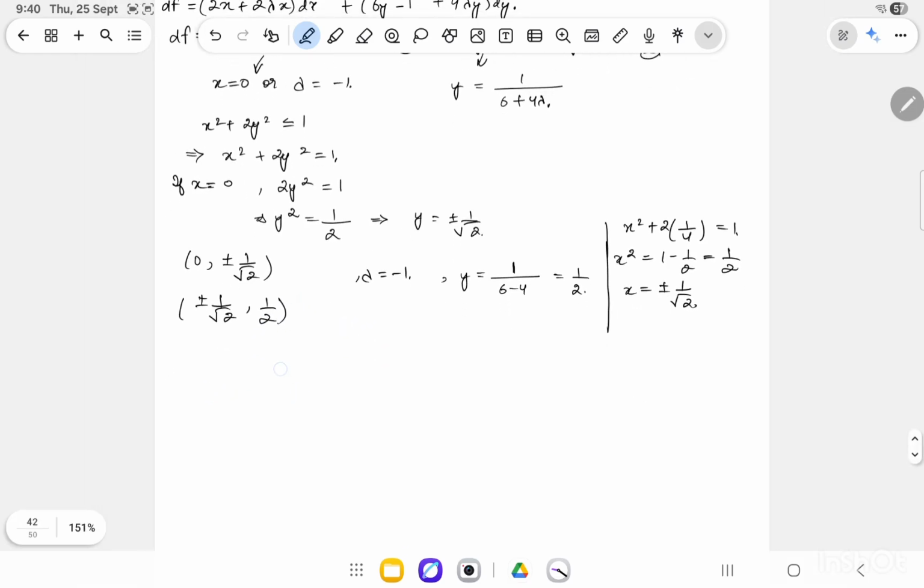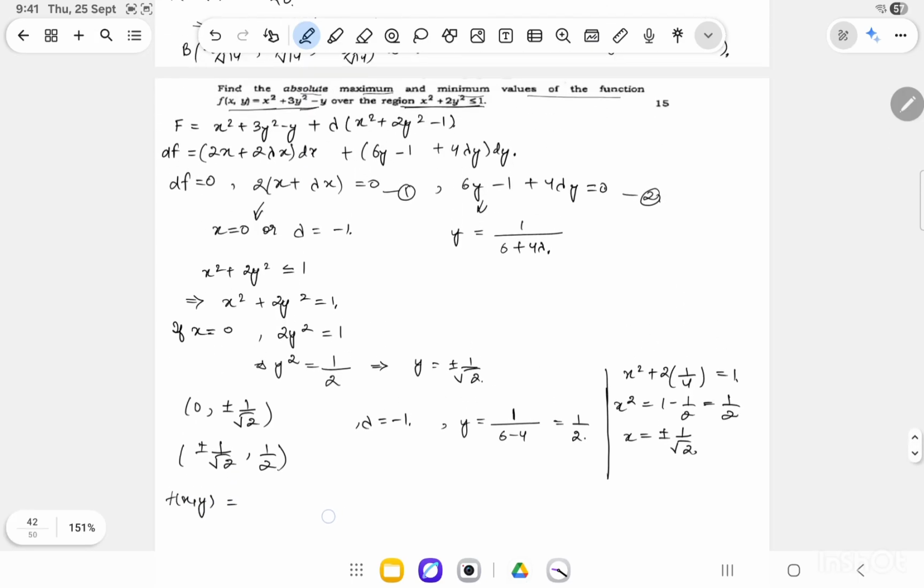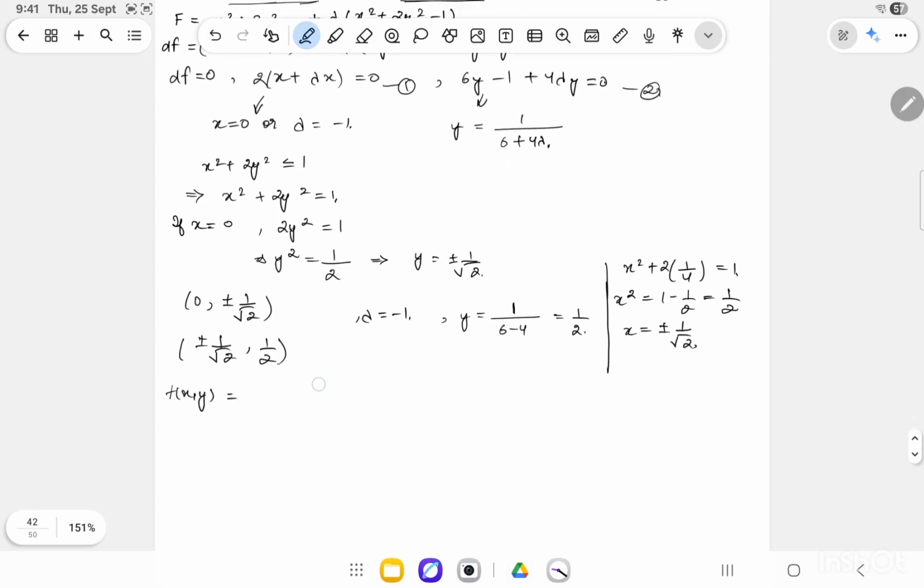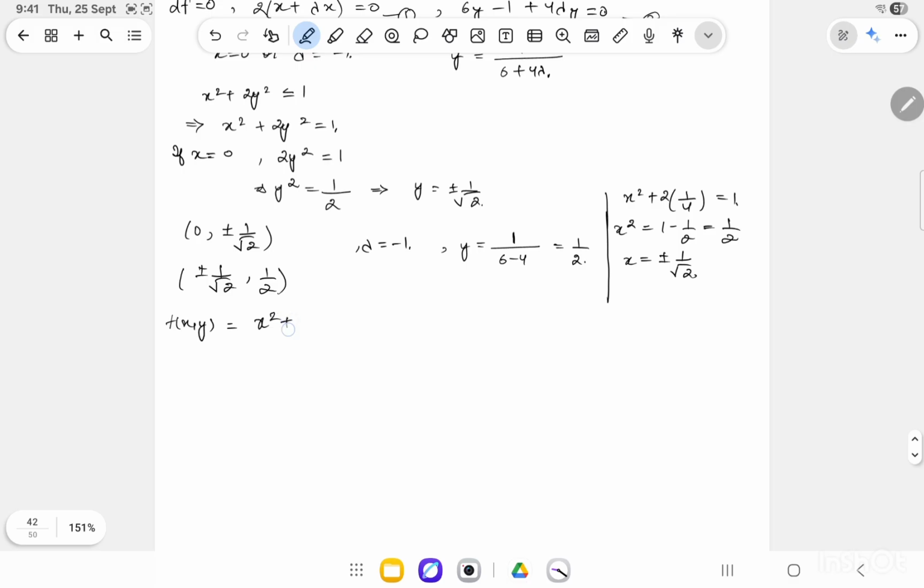Now we're supposed to check where it attains absolute maximum and where it attains absolute minimum. So one way to check is just to find out the value of the function at these points. So first let's do that. So my function f(x, y) is basically x square plus 3y square minus y.